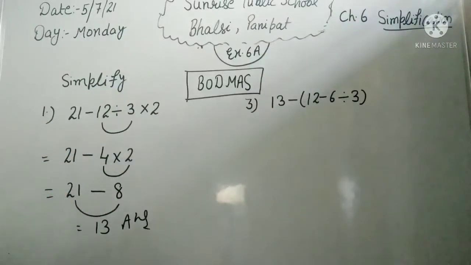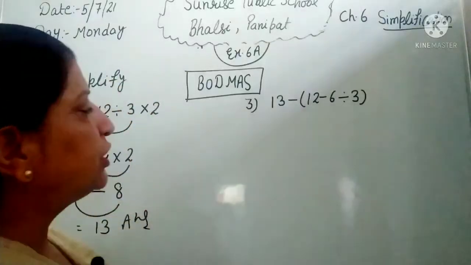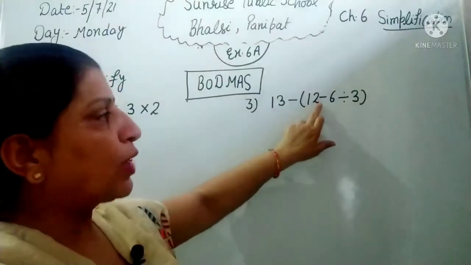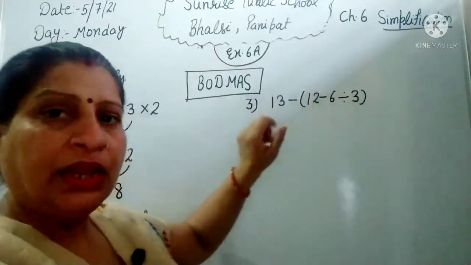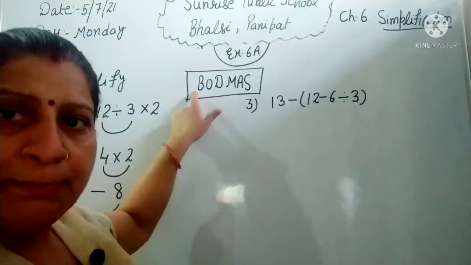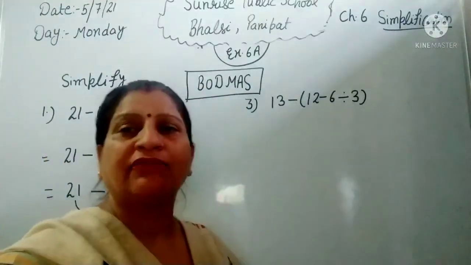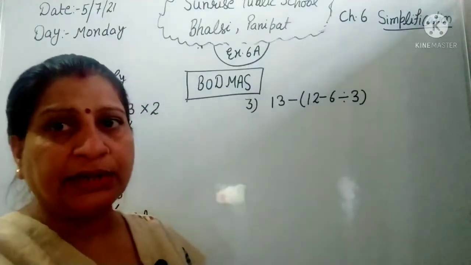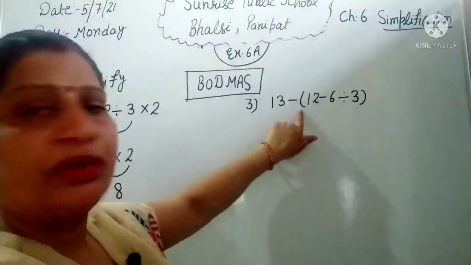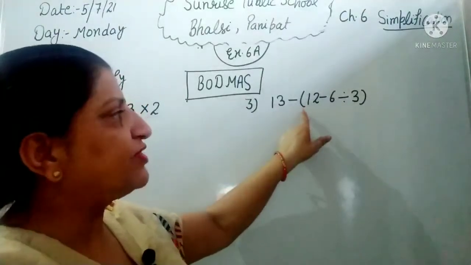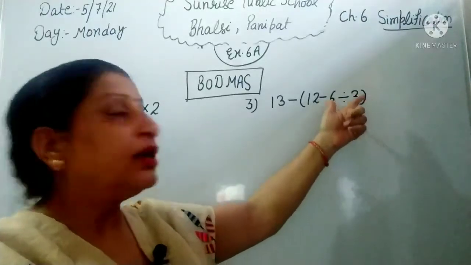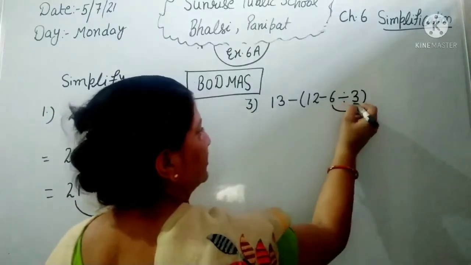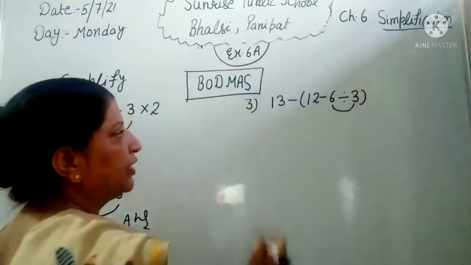Now we do the next question, number 3, and in question number 3 we are given 13 minus, in small bracket, 12 minus 6 divided by 3. Now here the first letter is B for bracket. In bracket we have many brackets like small bracket, curly bracket and large bracket. Here we are given the small bracket. So first of all we solve the bracket, and in the bracket the operation we have is division. So first of all we have to solve the division part.